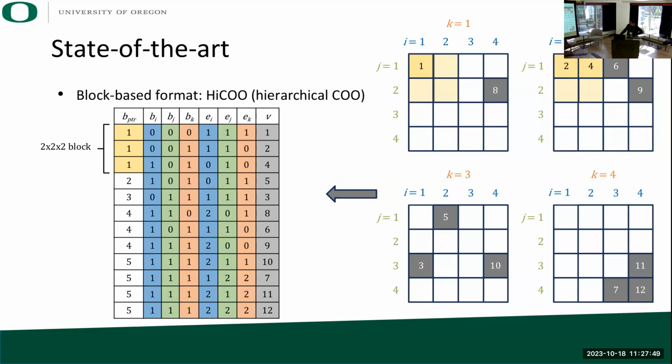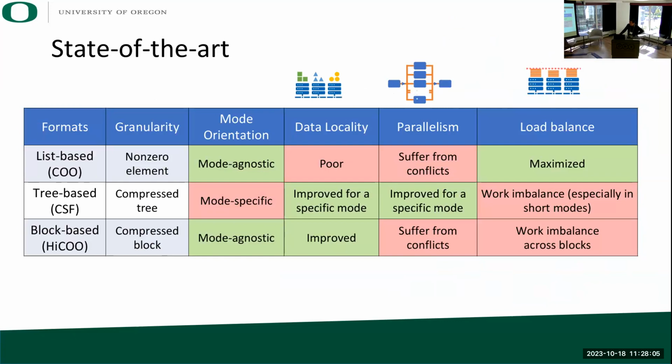The problem with this is that sparse tensors are extremely sparse, so you have trouble finding dense blocks to represent. So sometimes you can actually end up using more data to represent the indices than even the COO format, because it's so sparse. If you summarize these formats, you can see that they do well on some aspects of these properties, like mode orientation or copies, data locality, parallelism, and load balance, but it's not perfect on every one of them, for the reasons that were described.